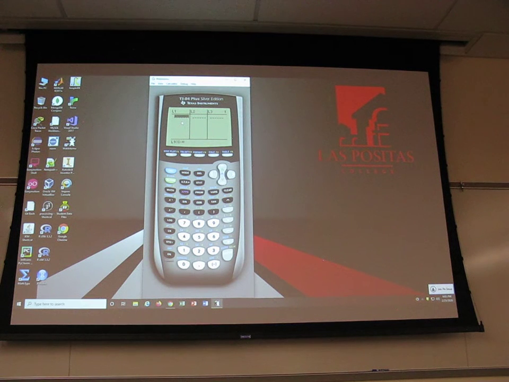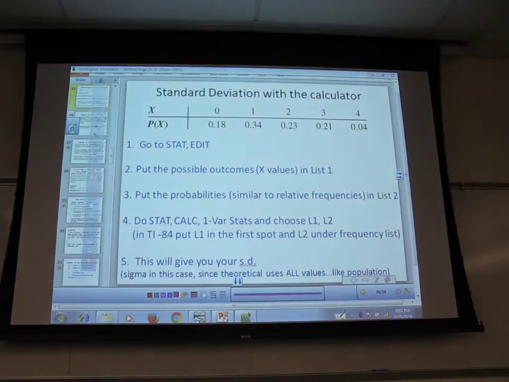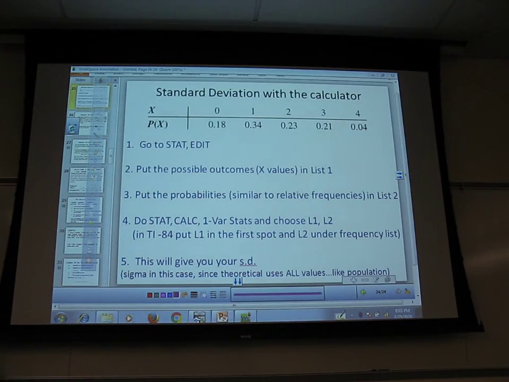So 0, Enter, 1, Enter, 2, Enter, 3, Enter, 4, Enter. Whoops. Arrow up. If you make a mistake, just go back and overwrite it. Just enter it in and then go back and overwrite it. And then, go ahead and put all your X's into list 1.